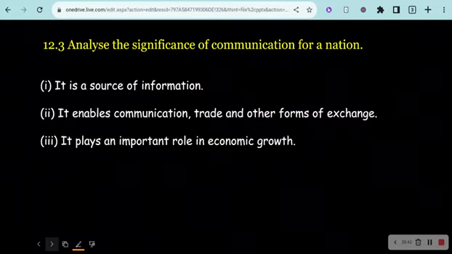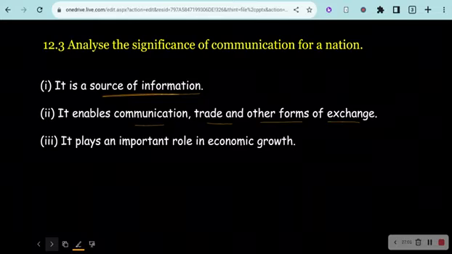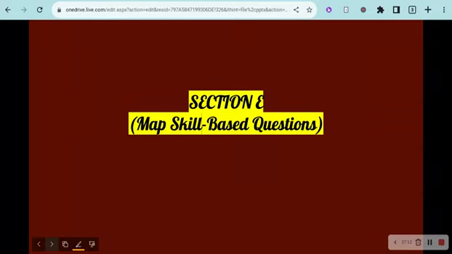So look over here. Analyze the significance of communication for a nation. How is the significance of communication necessary? So basically, it is a source of information. People talk and get information from each other by communicating only. It enables communication, trade, and other forms of exchange. Correct? Such things can be done by communication only. And for economic growth as well, communication plays an important role. So with this, we have completed all the questions.